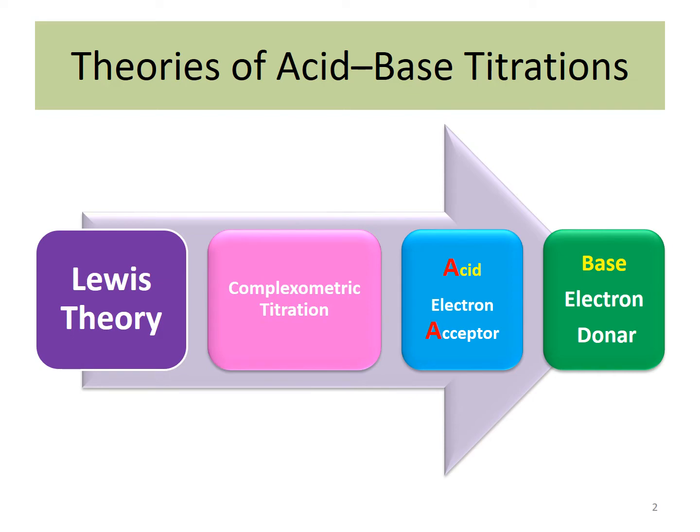We have discussed before theories of acid-base titration. One of them was Lewis theory. Complexometric titration is considered to be one of the Lewis theories, where the acid part is the electron acceptor and the basic part is the electron donor.